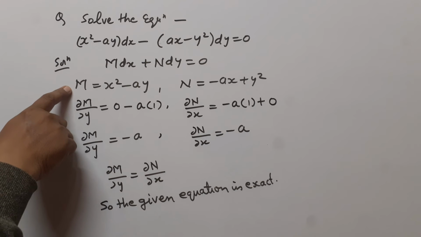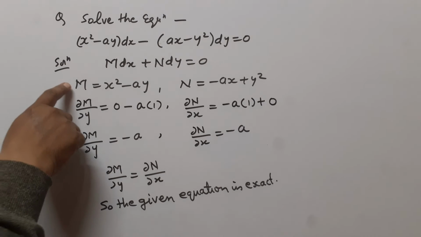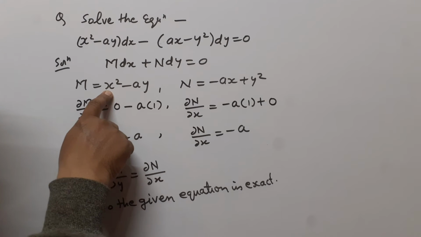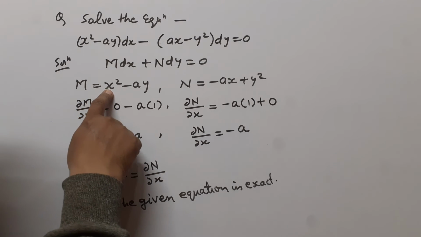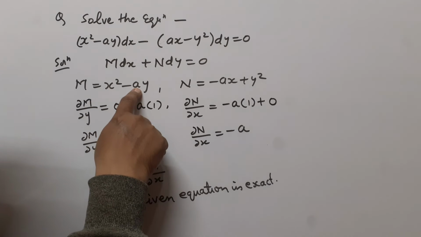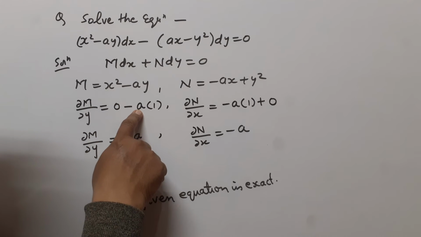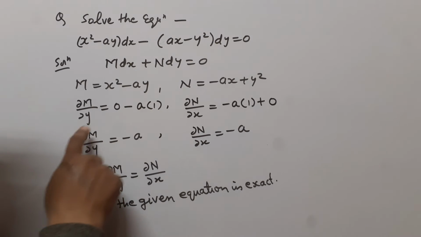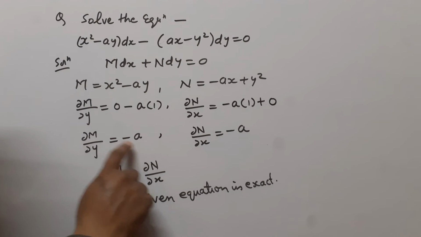Now first we differentiate M partially with respect to y. So when we differentiate M partially with respect to y, this x square is constant, so differentiation of x square with respect to y is 0. Here this is minus a, which is constant with respect to y, and differentiation of y with respect to y is 1. So del M by del y is equal to minus a.